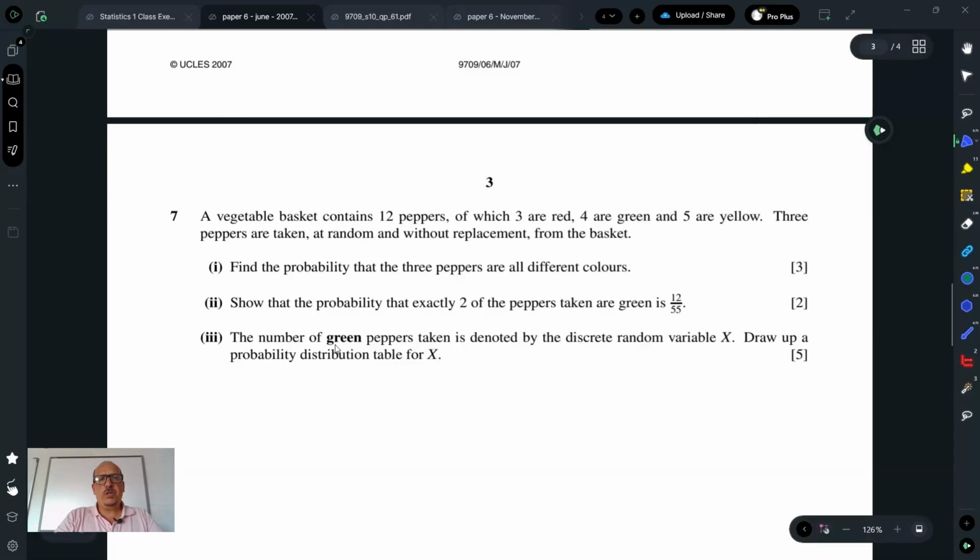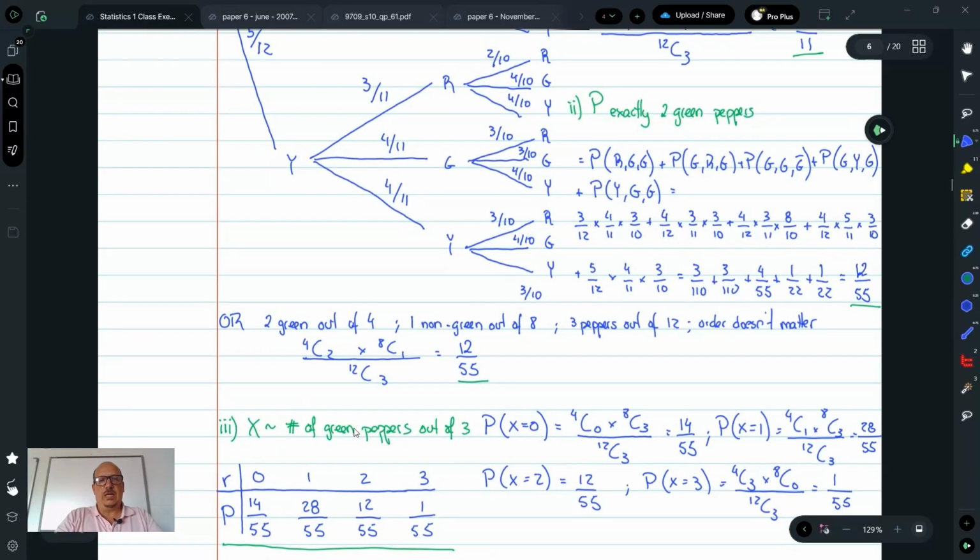The number of green peppers taken is denoted by the discrete random variable x. Draw up a probability distribution table for x. Now, x is the number of green peppers out of 3. So what options do you have? You have the option in which x is 0, so you have no green peppers. You have 1 green pepper, 2 green peppers, or 3 green peppers.